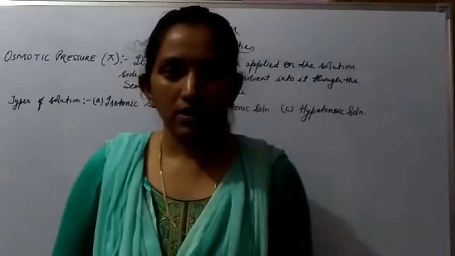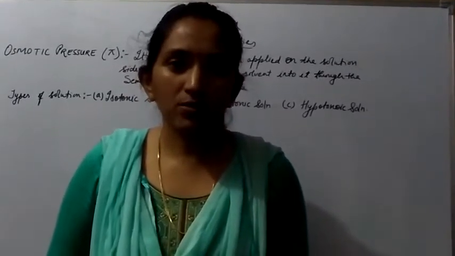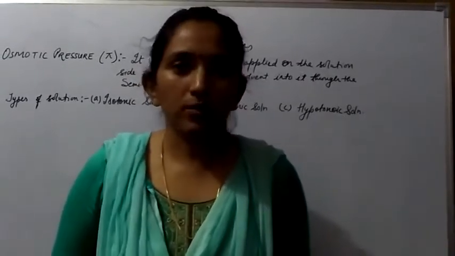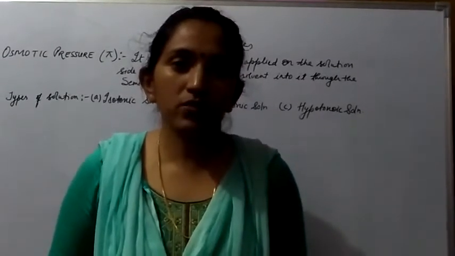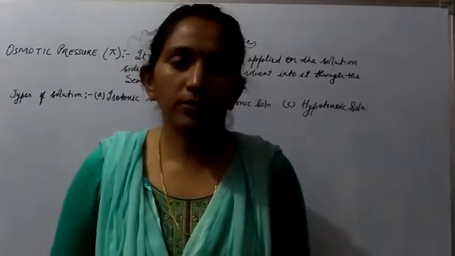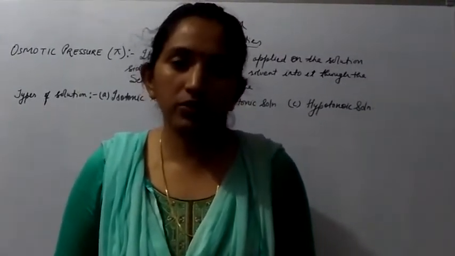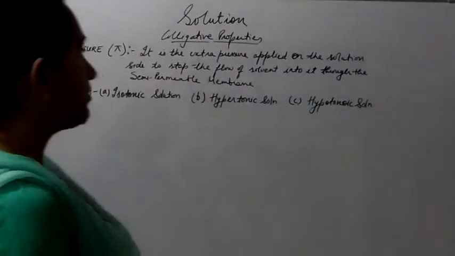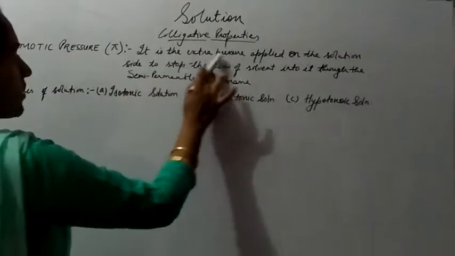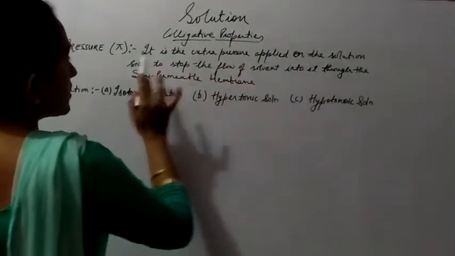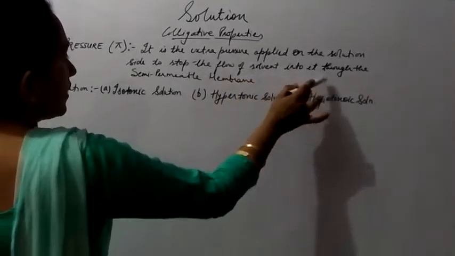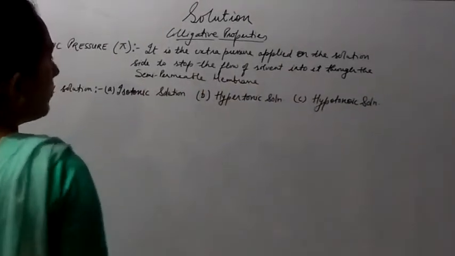Fine students, in the last class we discussed the osmotic pressure. Today we are going to continue it. Now what is the osmotic pressure? It is extra pressure which is added to the solution side so as to prevent or stop the flow of the solvent into it through the SPM, that is semi-permeable membrane. So what we discussed last day, that the osmotic pressure is the extra pressure which will be applied on the solution side just to stop the flow of the solvent into it through the semi-permeable membrane.